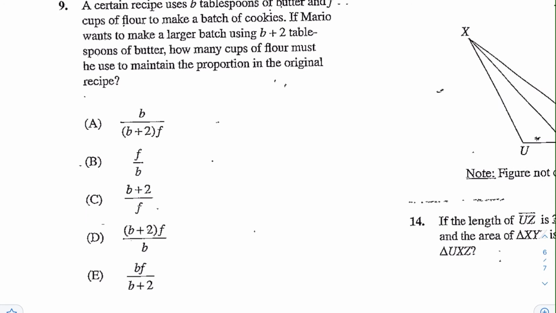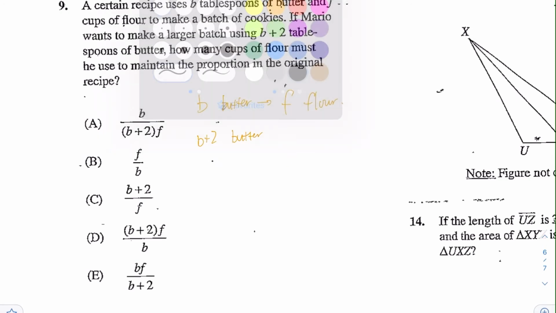Next, for question number 9, a certain recipe uses B tablespoons of butter and F cups of flour to make a batch of cookies. If Mario wants to make a large batch using B plus 2 tablespoons of butter, how many cups of flour must he use to maintain the original proportion in the original recipe? So you have B butter, and that's F flour. Now Mario wants to make a large batch using B plus 2 butter, and that means you'll have some X flour.